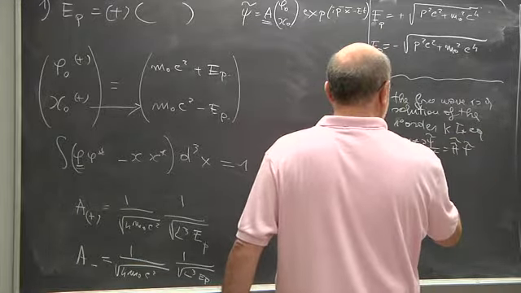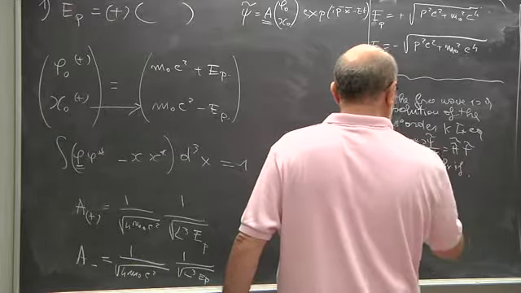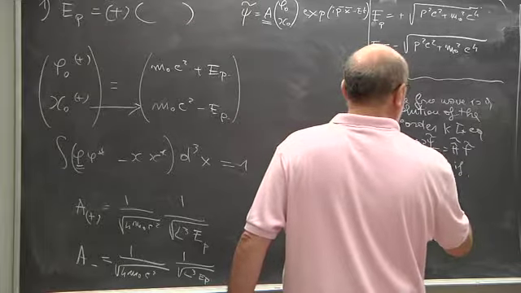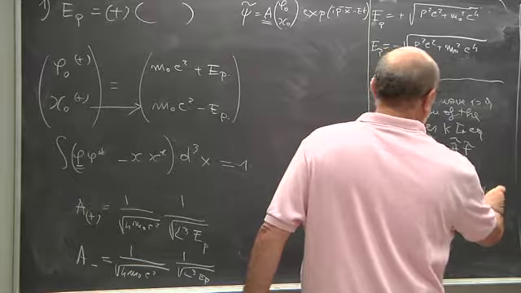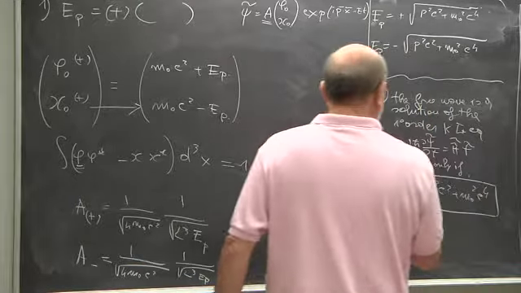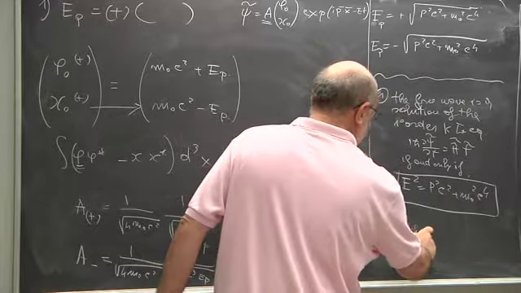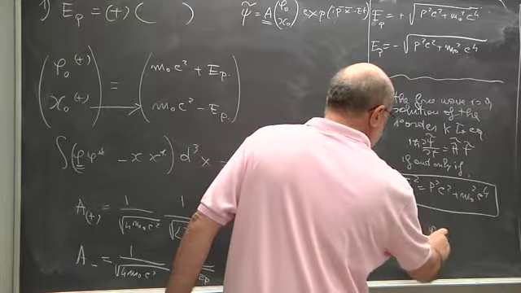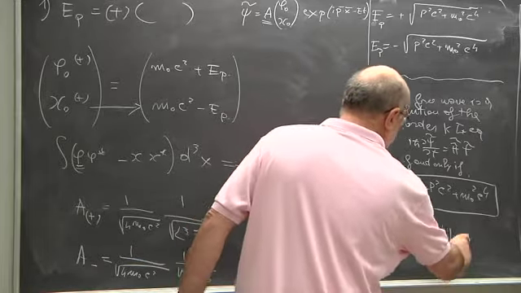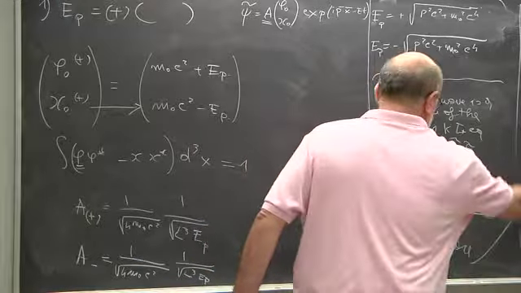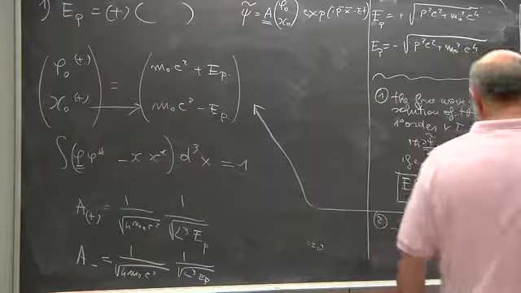if and only if E square is equal to P square C square plus M0 C square. So that is the first thing. The second thing is that phi 0 plus or minus and chi 0 plus or minus are this one and this one. That is the two things we have realized.